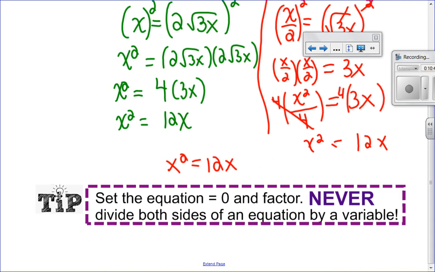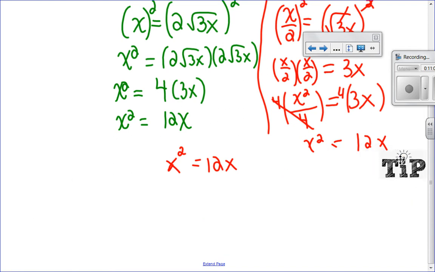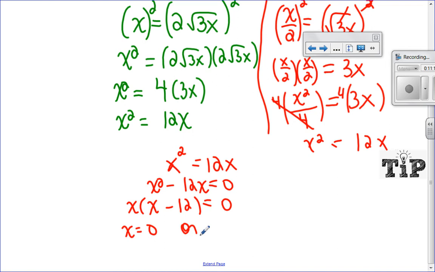So anytime you have a quadratic, and geez, that doesn't look like a quadratic, does it? Let's try that again. Anytime you have a quadratic, the rule is set it equal to 0, factor, and solve. So that's what I'm going to do. So resist the temptation to divide both sides by a variable because in math, that's a big no-no. So let's take that tip aside, and I am going to subtract 12x from both sides. And now I'm going to factor. So I have a greatest common factor of x that I factor out, and I have two potential solutions. x equals 0 or x minus 12 equals 0, which means x equals 12.